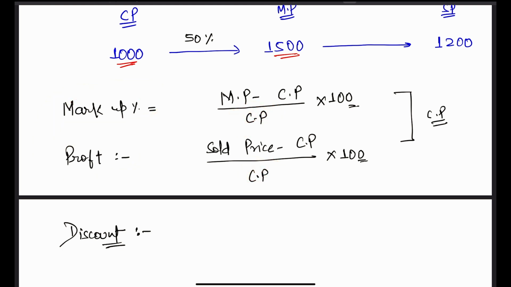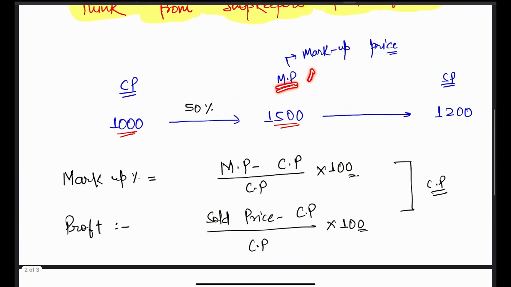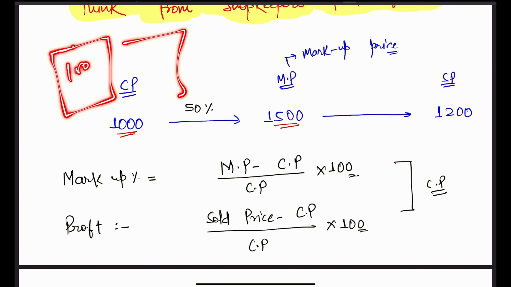But discount is written in a very bold statement, and it is written on the market price, that is MRP. So suppose the MRP is written as 1,200, but still we used to get a discount, so that you can get it at 1,100.